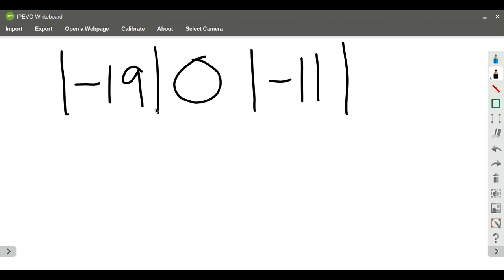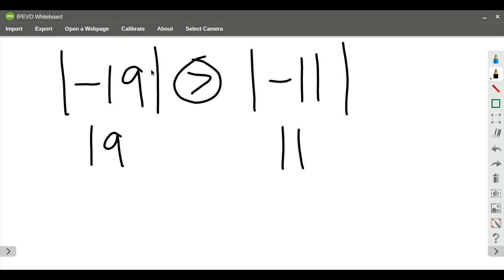So the absolute value of negative 19 is going to be 19 because it's 19 places away from 0. And then the absolute value of negative 11 is going to be 11. Again, distance is always positive, so my absolute value is going to be written positive. Now I do my comparison. 19 is greater than 11. So the absolute value of negative 19 is greater than the absolute value of negative 11.